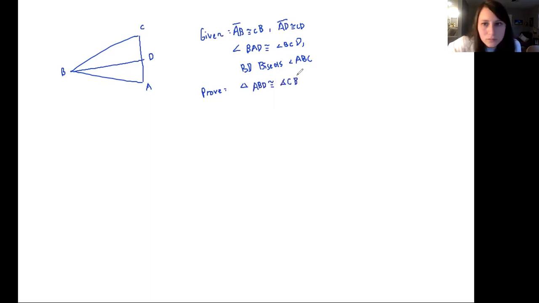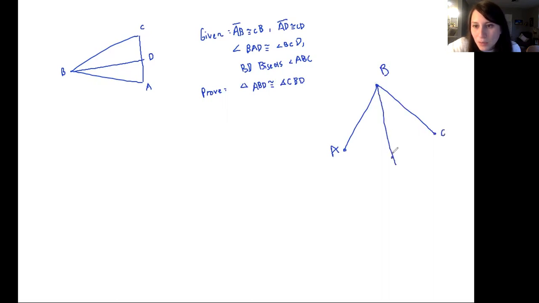So just to review, if I've got an angle bisector, that means I've got an angle here. Let's say this is A, B, C, and BD is bisecting it. Here would be D. It's bisecting, meaning it's cutting these two angles into two equal parts. So these two angles would be the same. So let's do this proof together. I'm going to set up a 2-column proof.